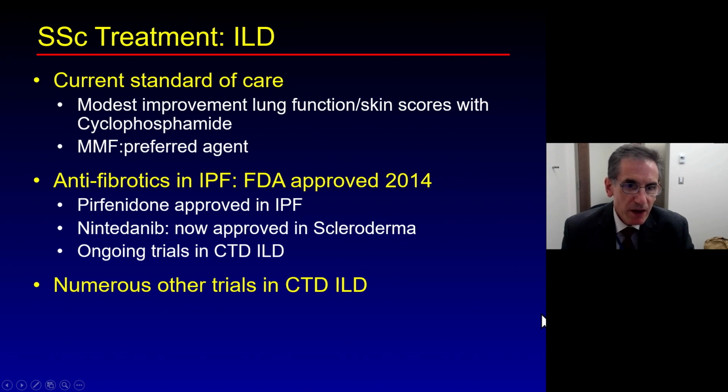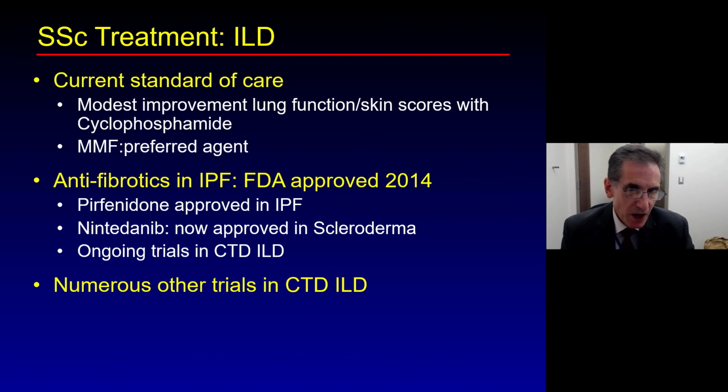Treatment in the modern era involves the use of a variety of drugs, including MMF or cyclophosphamide. MMF is a mycophenolate, which is now the preferred agent typically for patients with interstitial lung disease and skin involvement. There have been studies that have shown modest improvement in terms of lung function and skin scores with both of these drugs, but since mycophenolate is less toxic, we use that preferentially.